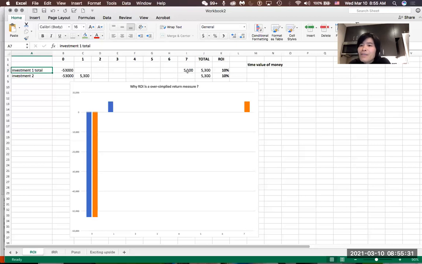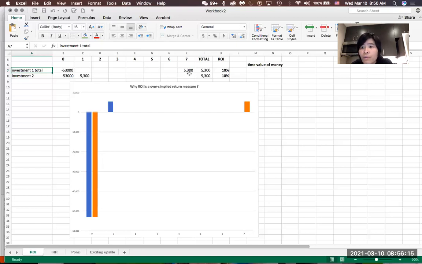So the not-so-sophisticated investor would say, well, I don't care as long as I get the same amount. But you do care, because the further out you get your 5,300 back, a lot of things can happen in between, right? I would say that in general, the further out you get your cash flow back, the more things can happen, and your risk is higher. Let's just say that the risks are the same. You can still get that 5,300 with a guarantee, right?